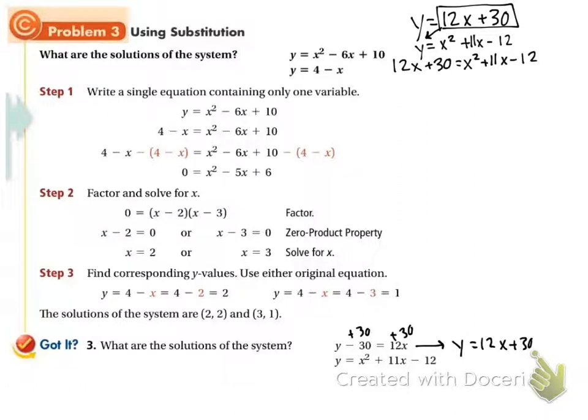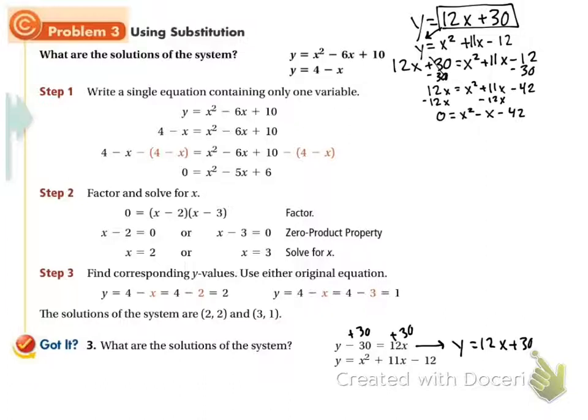And now to be able to solve this, to be able to factor it, I need to get it equal to 0. So I'm going to subtract 30 from both sides. So we get 12x is equal to x squared plus 11x minus 42. Then I got to get rid of the 12x, so minus 12x. So 0 is equal to x squared minus x minus 42. And now I can factor it, and then I'll use the zero product property.